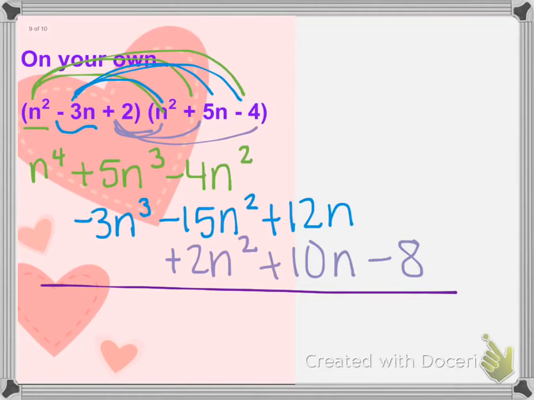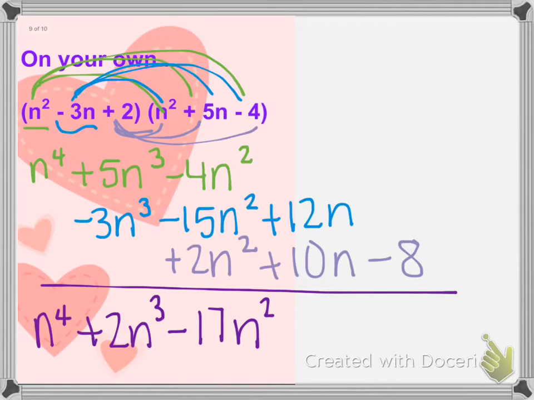ready to just add my like terms straight down. N to the fourth, 5 minus 3 is a positive 2, n to the third. Negative 4, negative 15, and a positive 2 is going to be a negative 17, n squared. 12 and 10 gives me 22n, and then minus 8.